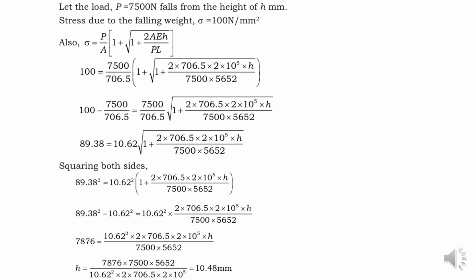For that, squaring on both sides and simplify. So you will get the value of height of fall as 10.48 mm. Okay.